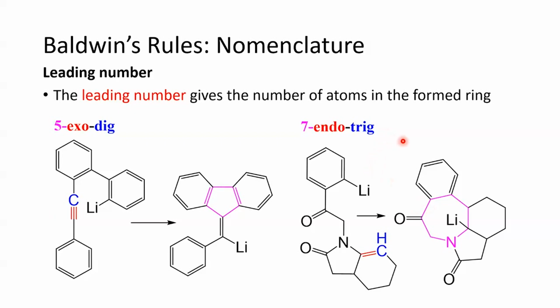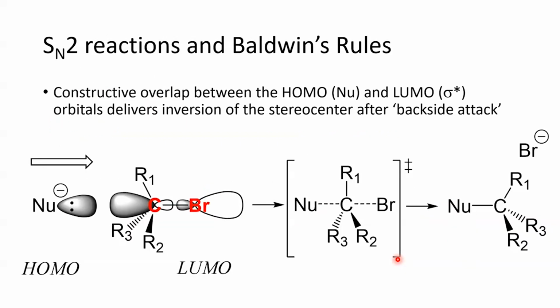Looking at the second example, this time we're forming a 7-membered ring at the conclusion of the reaction. If we take a look at the bond that's going to break, it's situated here in red, and it actually forms part of the ring in the product. So that gives us a 7-endo. And then lastly, if we take a look at the carbon, we can see that it's a trigonal carbon because it has 3 groups attached to it. So the classification by Baldwin's rules is a 7-endo-trig. So with the nomenclature out the way, we can start looking at the reactivities as predicted by Baldwin's rules.